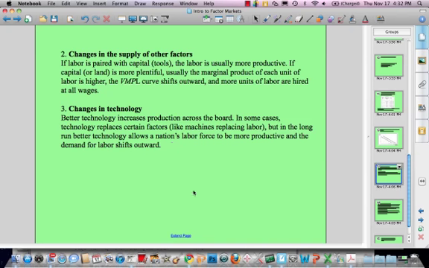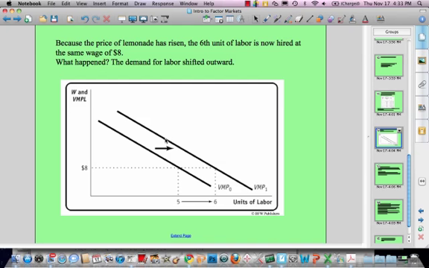Third is changes in technology. So think of it as production and efficiency being increased across the board. So in some cases, technology replaces certain factors like machines replacing labor, but in the long run, better technology allows the labor force to be more productive in what they do. Think of it similar to number 2 up here, where we're pairing labor with capital, like tools, like a hammer. Think of here the laborer getting an air hammer or a jackhammer, so something that makes that unit of labor even more productive. That will push the demand curve outward because we're seeing that increased value of the marginal product of labor associated with the higher units of labor.